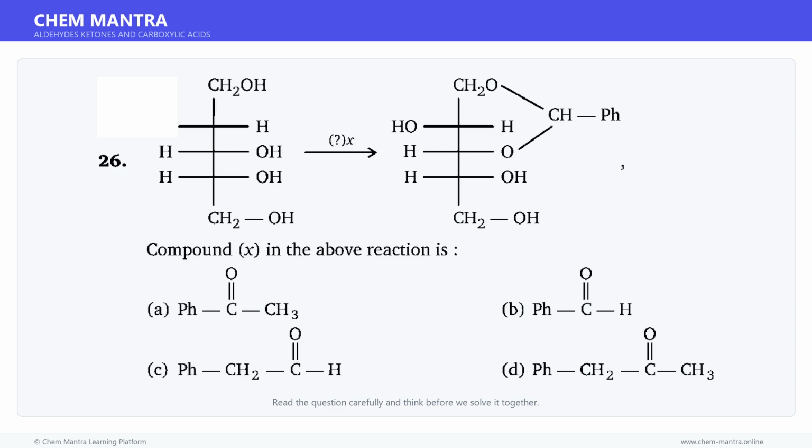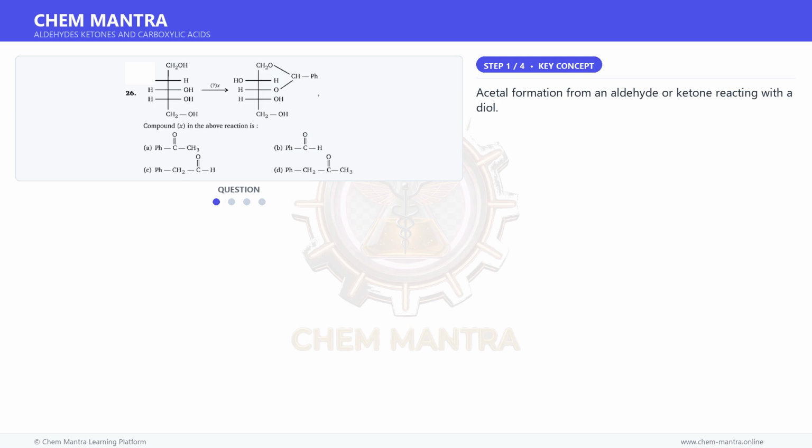Here is a question. Read it carefully and think about the answer. Let us solve it step by step. Let us first understand the key concept here. Acetal formation from an aldehyde or ketone reacting with a diol.